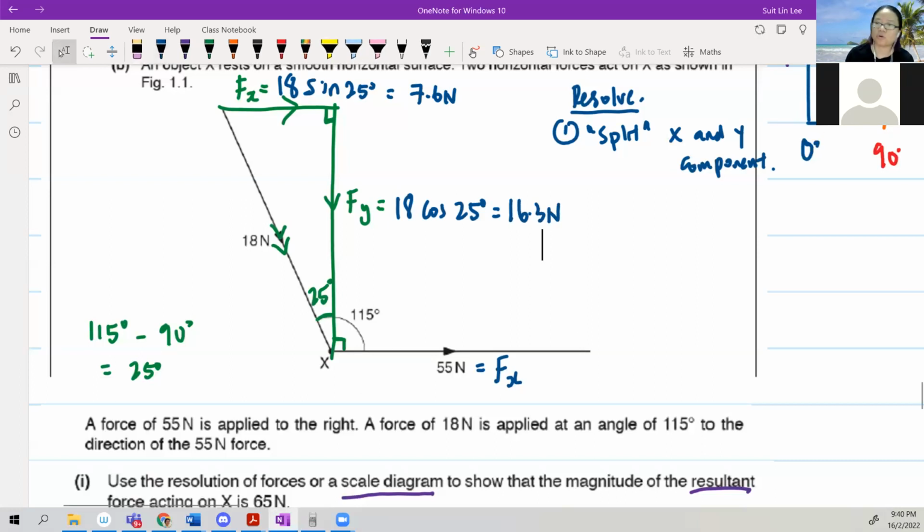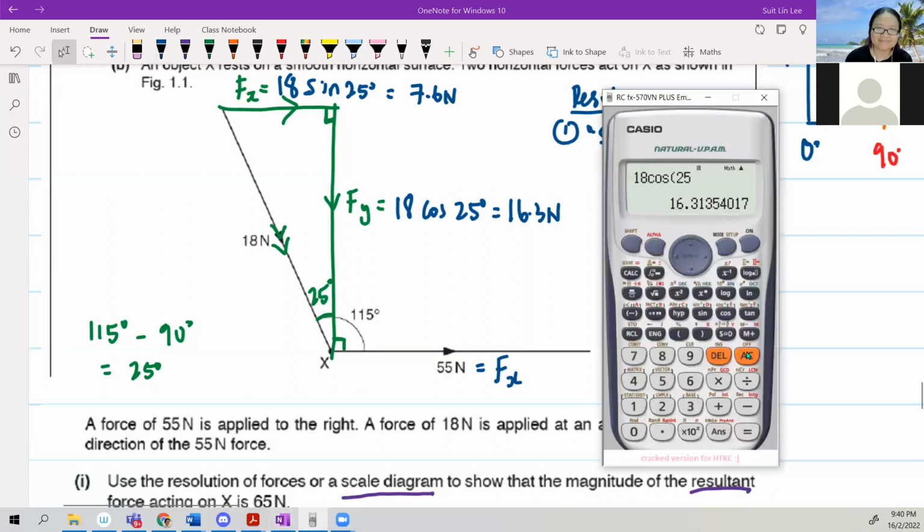And here's what you can do to always double check. You can always take 7.6 squared plus 16.3 squared, and then you square root this value. You should get close to 18. That's how you know you are sort of on the right track. So that's why we can split and combine easily when it's 90 degrees.